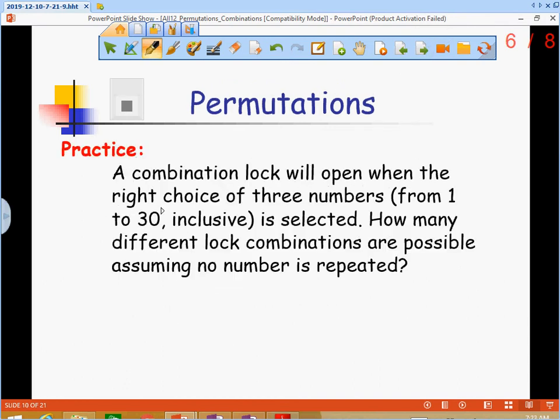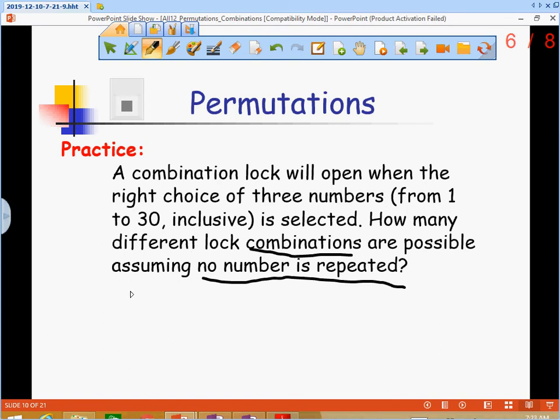Let's go to the first example. A combination lock will open when the right choice of 3 numbers from 1 to 30 exclusive is selected. How many different lock combinations are possible, assuming no number is repeated? Maybe one of the students sees the word combination and says, oh, this is combination. No. If you have a secret code, a password, a lock key, order matters. For example, 1, 2, 3 is not the same as 2, 3, 1.